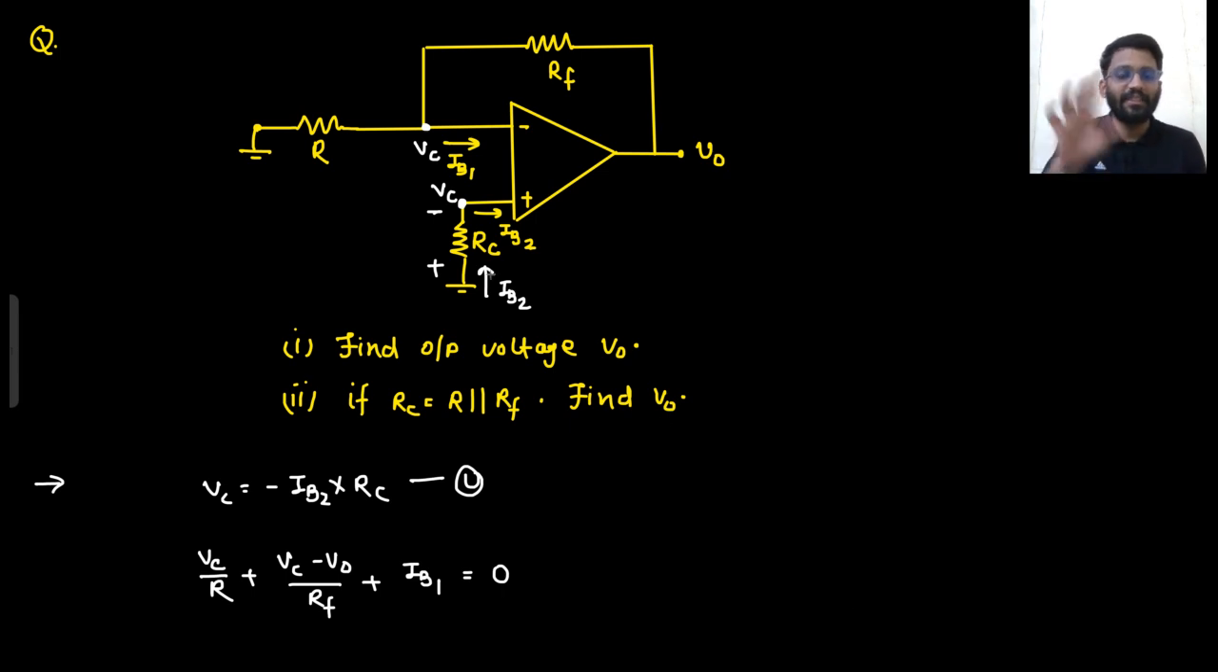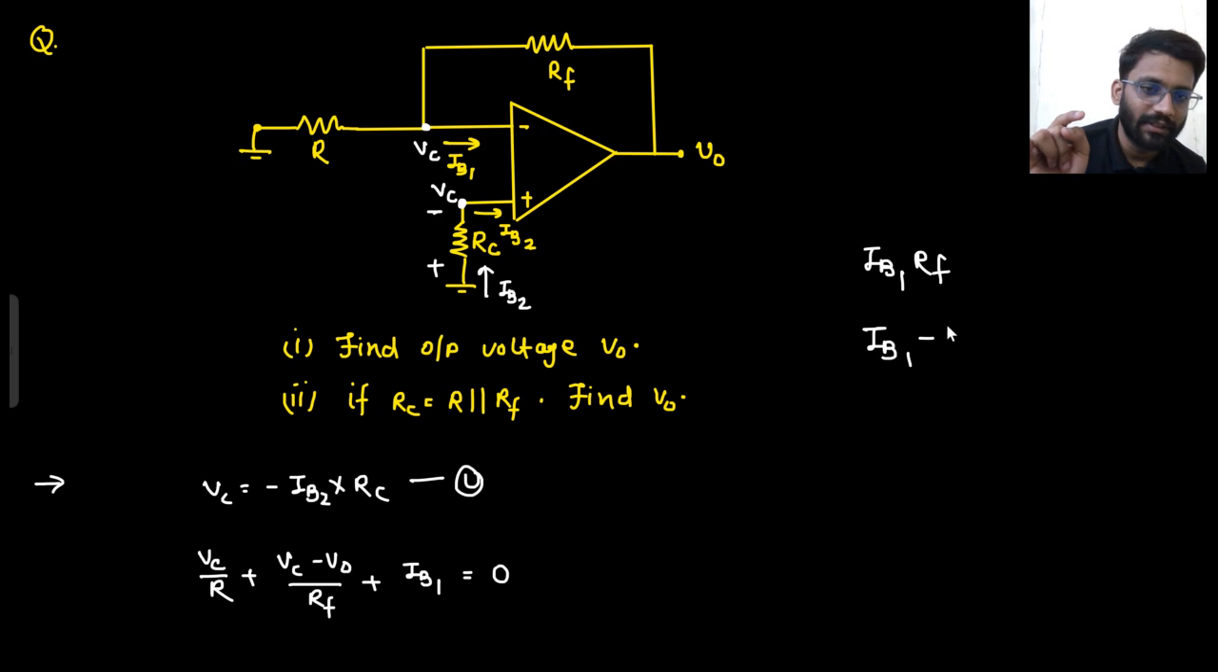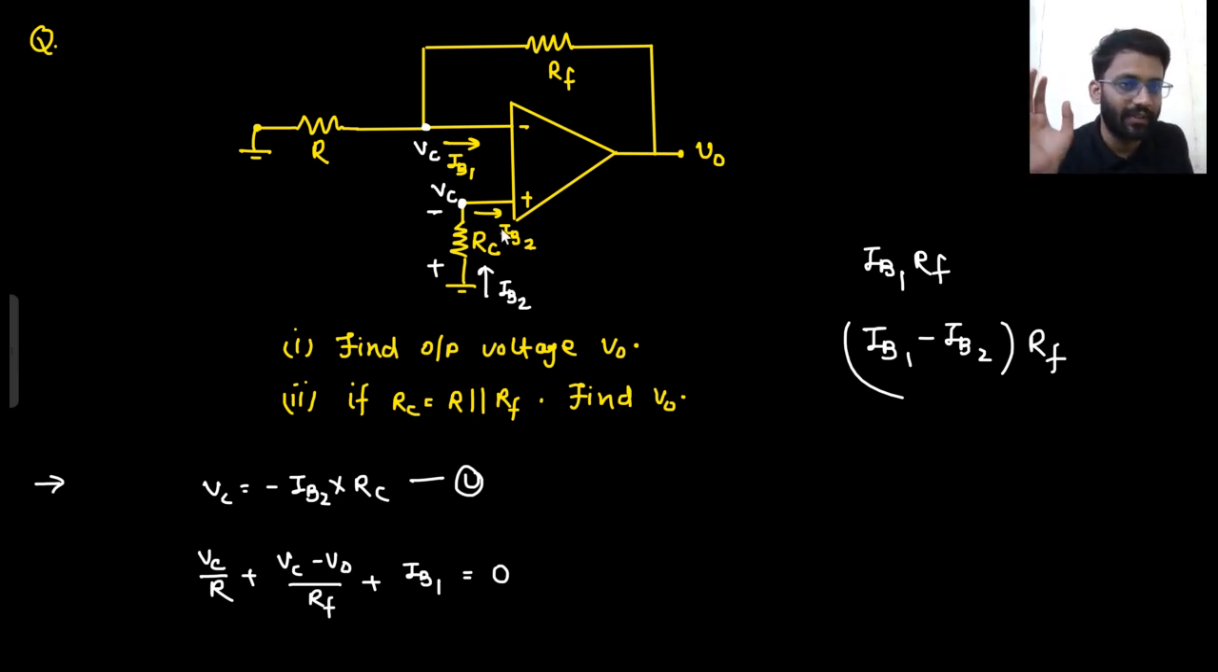Why did we apply this compensation resistance? If this compensation resistance was not there, then what was the output you were getting? We are only considering the effect of offset current. So what was the output we were getting? IB1 into RF. Now since you connected this compensation resistance, what is the output you are getting? IB1 minus IB2 or IB2 minus IB1? IB1 minus IB2. This is the output you are getting, right? Previously you were getting this output if this compensation resistance was not there. If you connect this compensation resistance, this is the output.